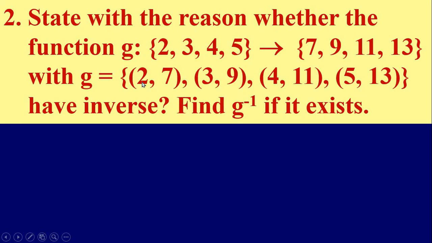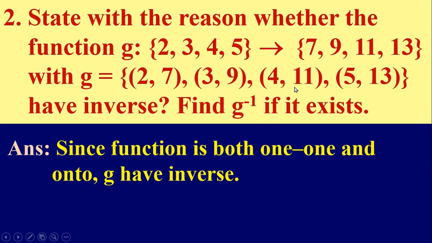Here also you have to verify whether g has inverse. If it has inverse, you have to find g inverse. Now here it is given 2 related to 7, 3 related to 9, 4 related to 11 and 5 related to 13. So different elements have different images. So therefore this is 1-1. And all the elements of codomain, that is 7, 9, 11, 13 are images. So therefore this is onto. So this function is both 1-1 and onto. Therefore this is invertible. Therefore g has inverse.